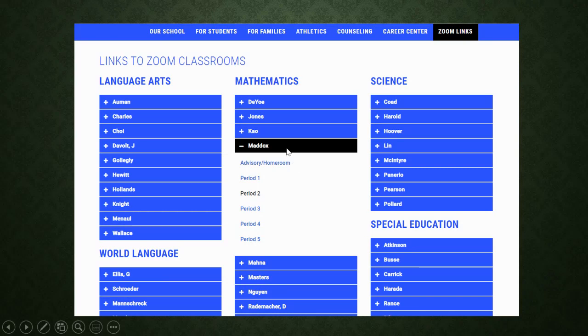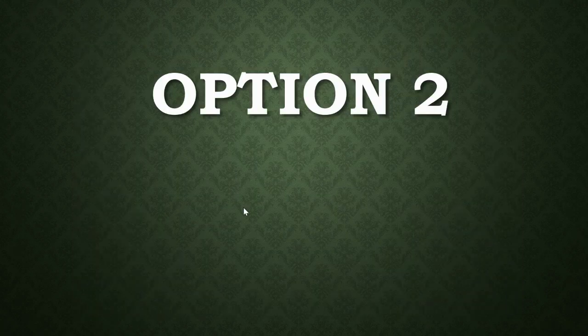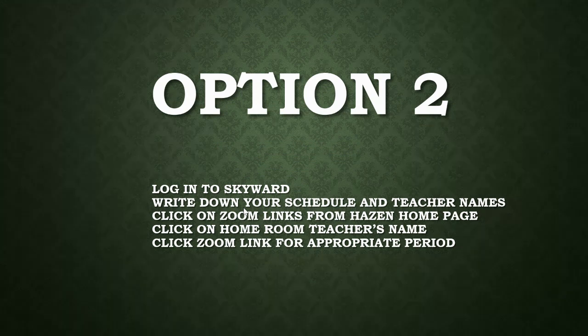If you had Mr. Maddox for third period, you'd click on the period 3 link. That then will take you to a Zoom meeting for your advisory teacher's class. And you'll be in the waiting room there, and you'll wait for them to admit you. So, to summarize option two, log into Skyward, write down your schedule and teacher names, click on Zoom links from the Hazen homepage, click on the homeroom teacher's name, and click the Zoom link for the appropriate period. If we're just starting the day out, you're going to go to your homeroom teacher and homeroom advisory Zoom link.